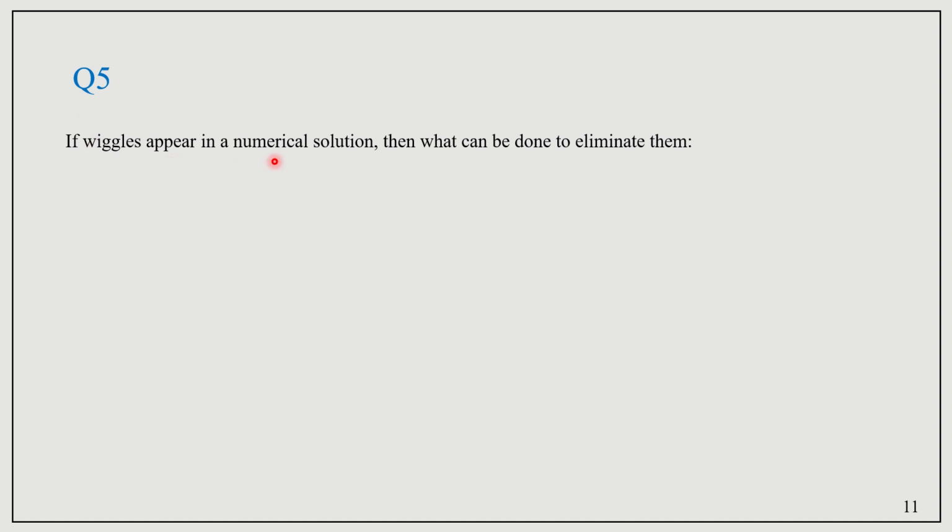If wiggles appear in numerical solution, then what can be done to eliminate them? The options: first one, decrease the time step. Second one, decrease grid spacing. Third, use a more accurate scheme.